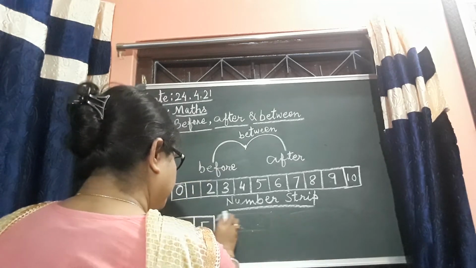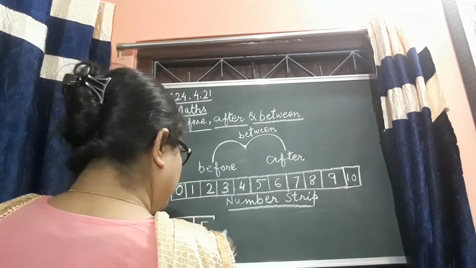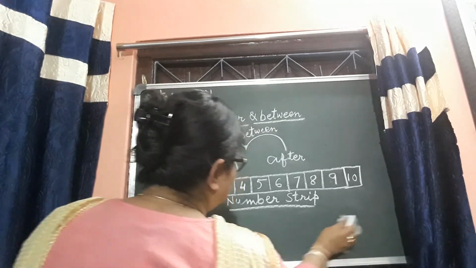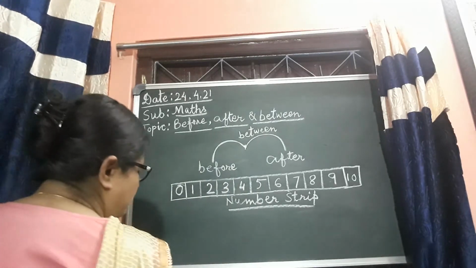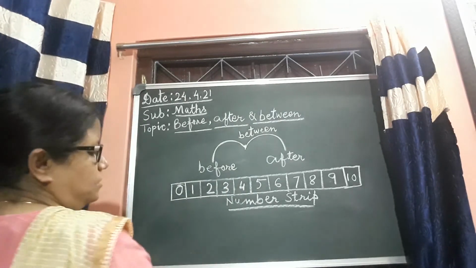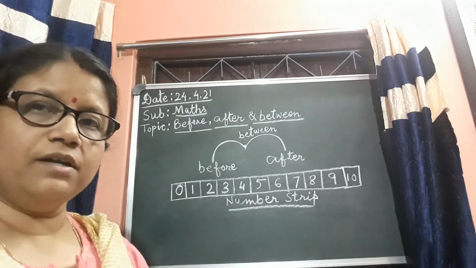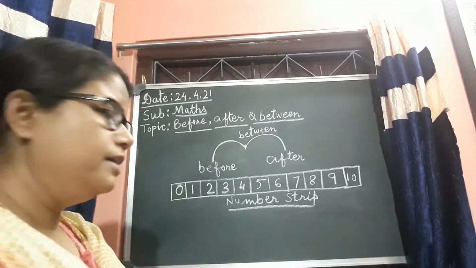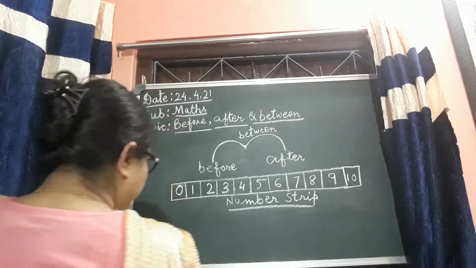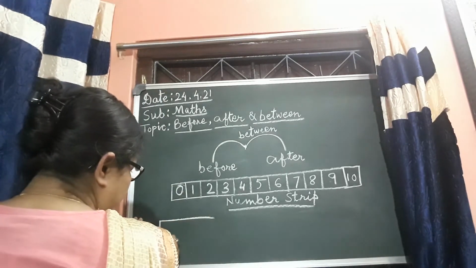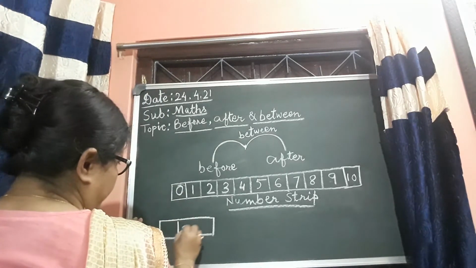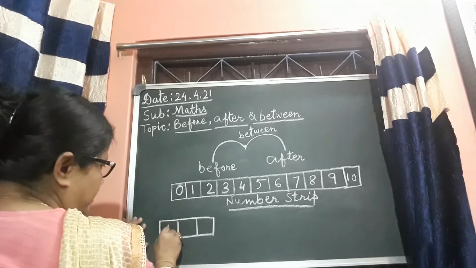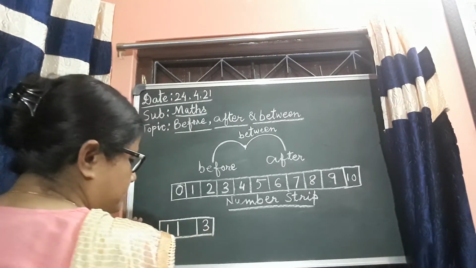Okay. Now we will see which number comes in the between of two numbers. Now we will see between numbers. So for between numbers we have to check two numbers at first, and after that we will see which is coming in the middle. Okay. Now I am giving an example for between number. I am writing here number 1 and here 3.